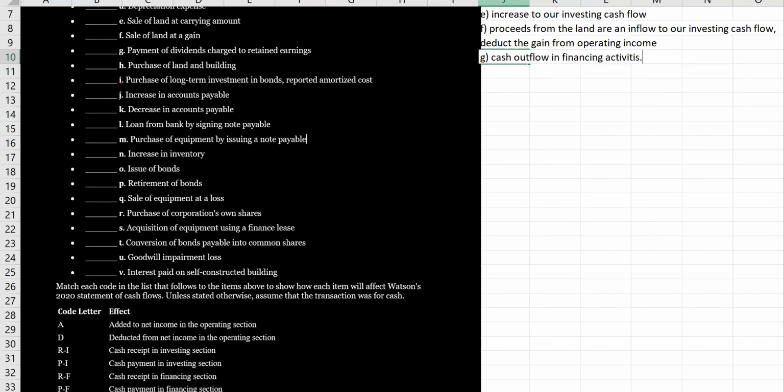Okay, H, the purchase of land and building is going to be an outflow in our investing activities. Apparently, I'm terrible at spelling activities. Okay, I is purchase of long-term investment in bonds reported at amortized cost. So purchase of bonds is an outflow in our investing activities.